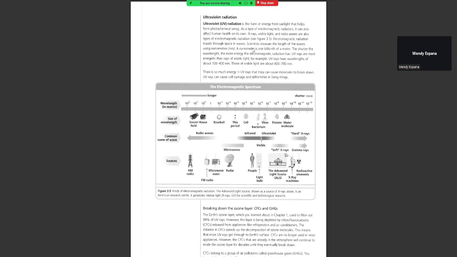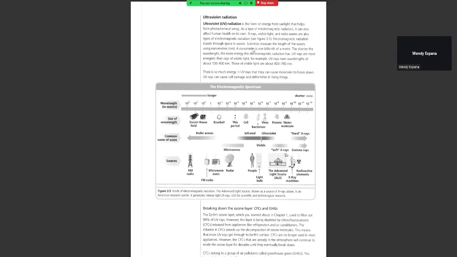Ultraviolet radiation is another form of energy that helps to form the smog. So, the electromagnetic spectrum is shown there in figure 3.5 on page 64. And you can see there's a list of wavelengths showing the longer going to the left and the shorter wavelengths going to the right. And so they're talking about the size of that wavelength. You can see it goes from being the size of a soccer field down to the size of a water molecule, which is very, very tiny.